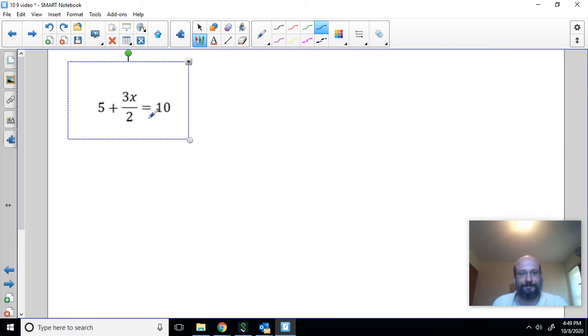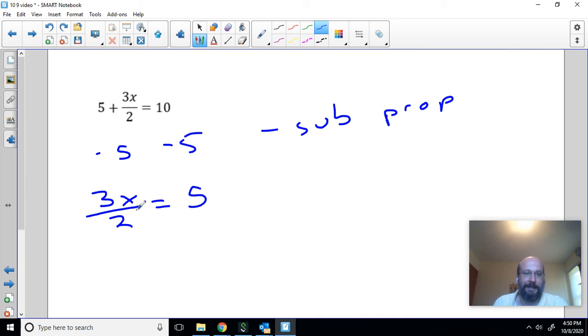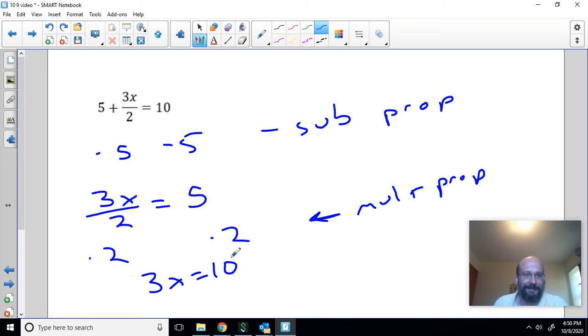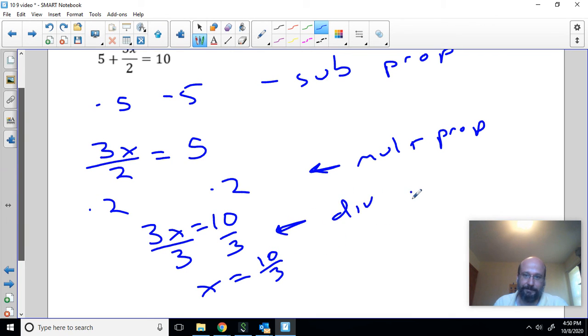Like this one, I would move the 5 over by subtracting 5 from both sides. That's the subtraction property. That would give me 3x minus 2 equals 5. I would multiply both sides by 2. That's the multiplication property. 3x equals 10. Again, it's a fraction. And I would divide by 3. x equals 10 over 3.